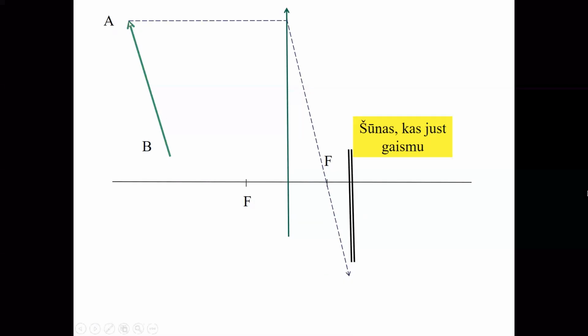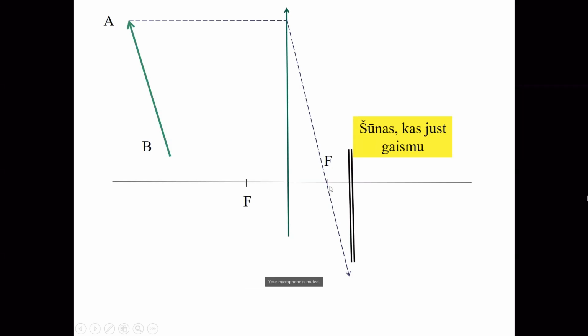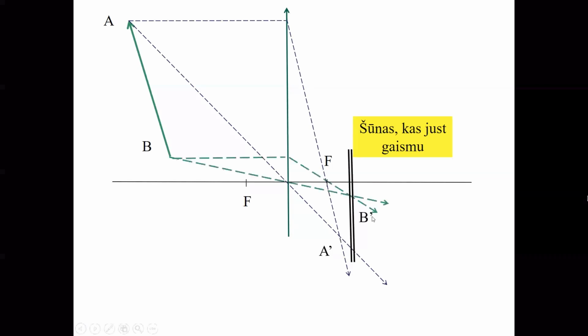So this line, this star, is going in parallel with the optical axis and behind the lens crosses the focus. This star is going directly without any refraction. So the crossing point is here, which means the image of the point A is here. This is the image of the point A. Now the image of the point B is here. The image of the entire object AB is this one.